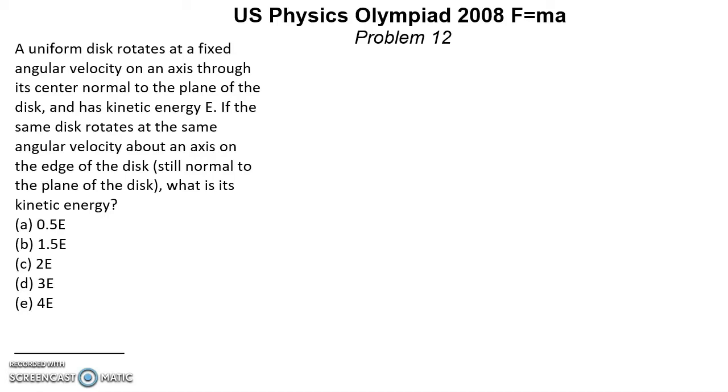So first here let's draw the picture. If our disk rotates around the center, point O, we have a moment of inertia of this disk equal to I0, which is 1/2 mr squared. This is the formula for a uniform disk.